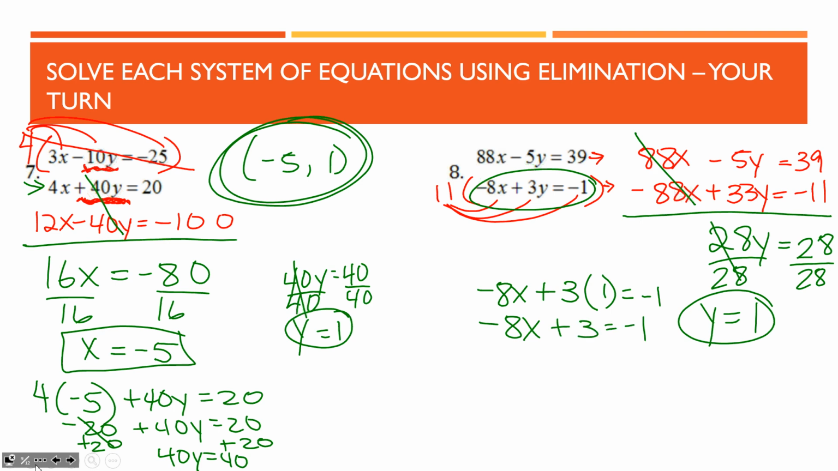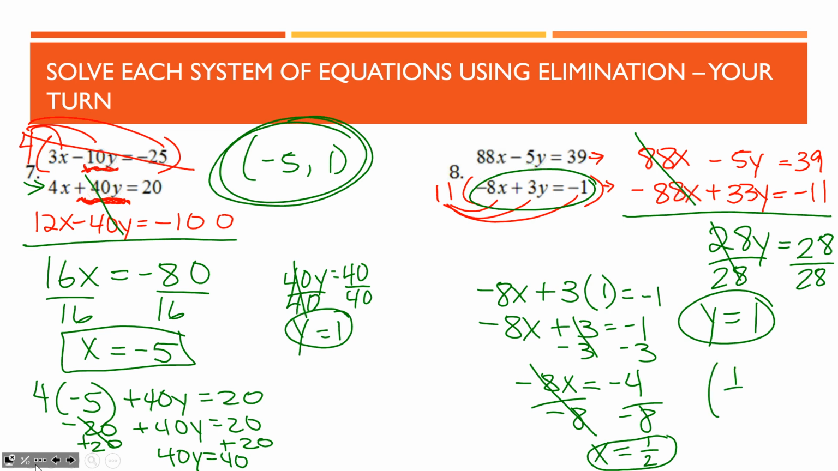And then solve for x. I have to subtract 3 from both sides. Negative 8x equals negative 4. And then when I divide both sides by negative 8, I get x is equal to, a negative over a negative is a positive, and 4 divided by 8 doesn't go in evenly. So it can be reduced to positive 1/2. So my solution here is the point 1/2, comma 1. That's, again, where the two lines intersect.